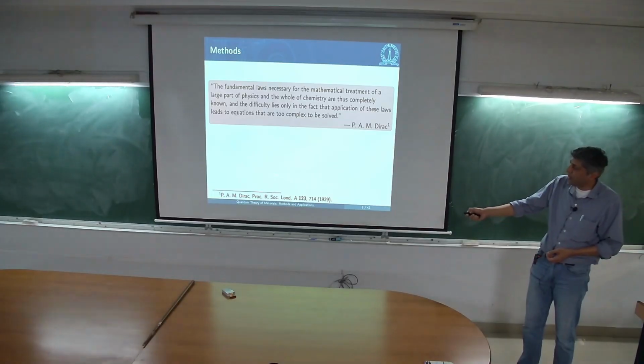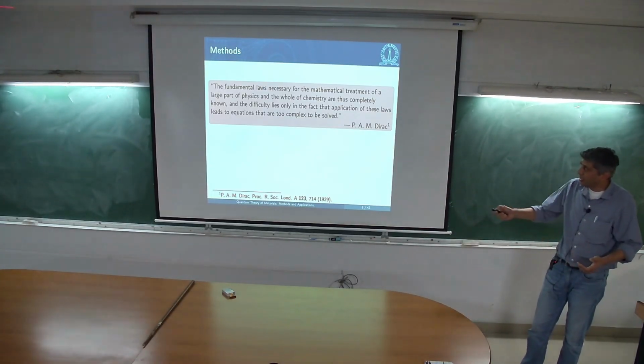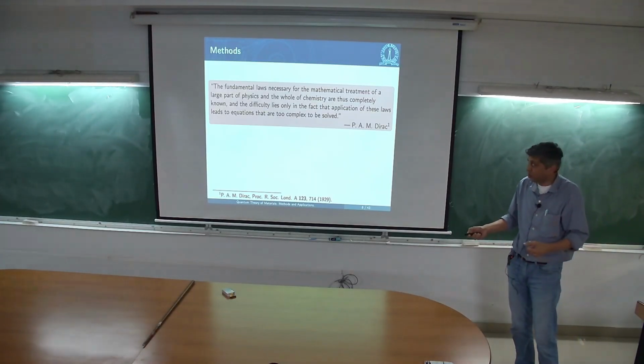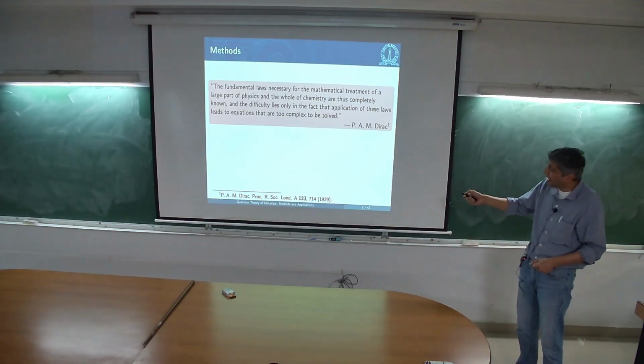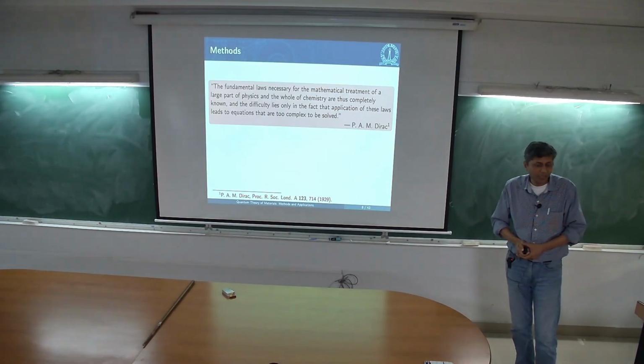In this paper he says, the fundamental laws necessary for the mathematical treatment of a large part of physics and the whole of chemistry are thus completely known. He's talking about when you've written down the Schrodinger equation for the solid, right? And the difficulty lies only in the fact that the application of these laws leads to equations that are too complex to be solved, right?